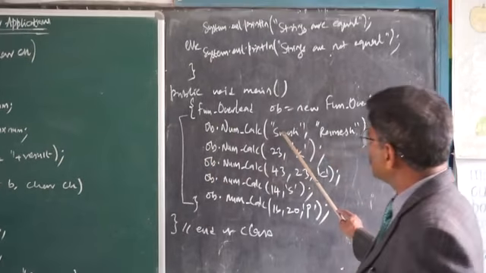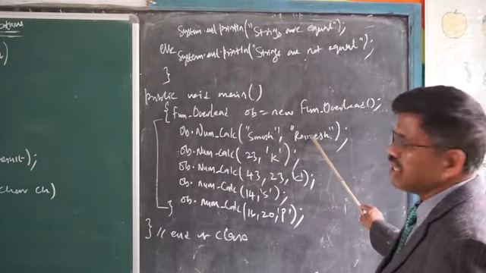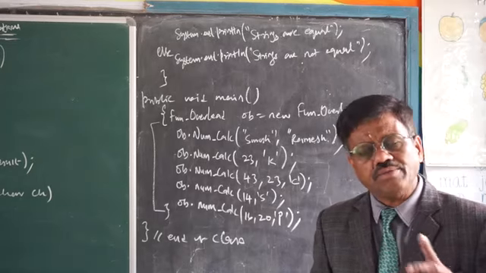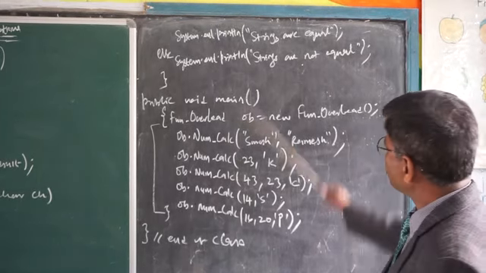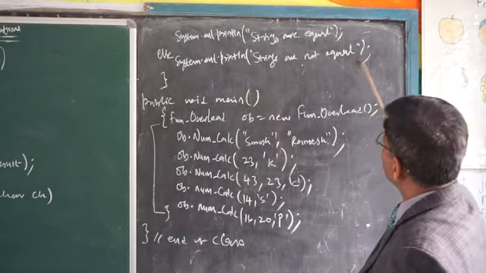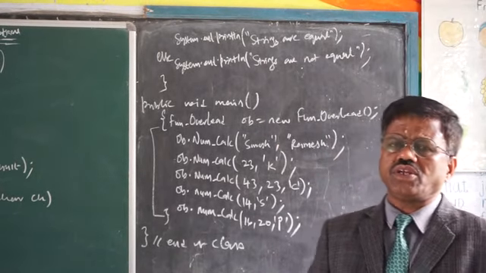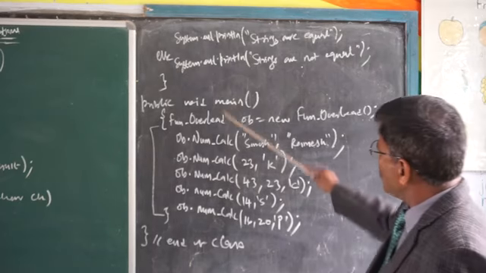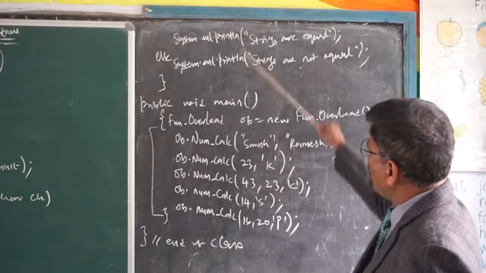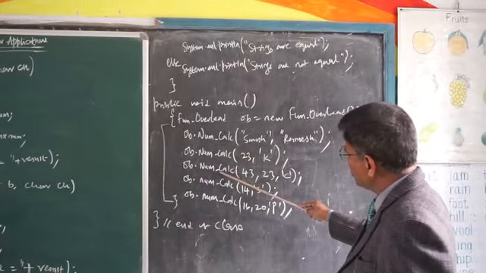What is S1? Suresh. What is S2? Ramesh. Are Suresh and Ramesh equal? No. Then this condition gets executed. Strings are not equal, that is what the result will be displayed. Once this execution is over, control returns here.